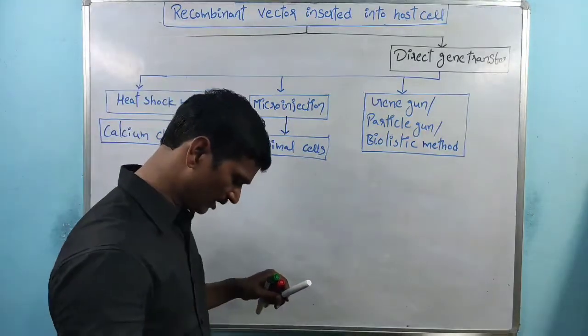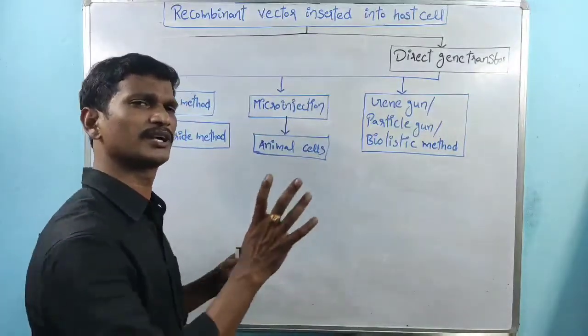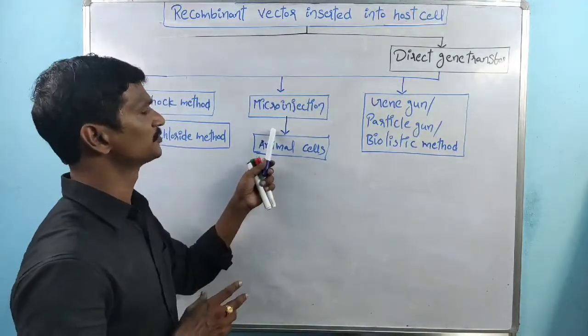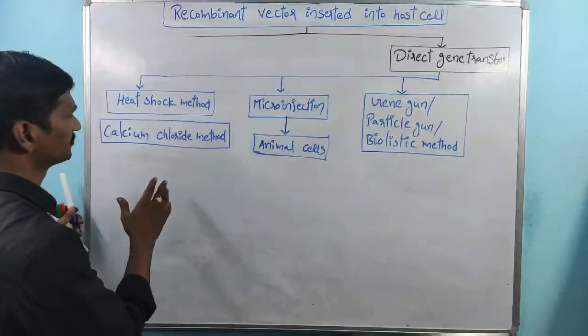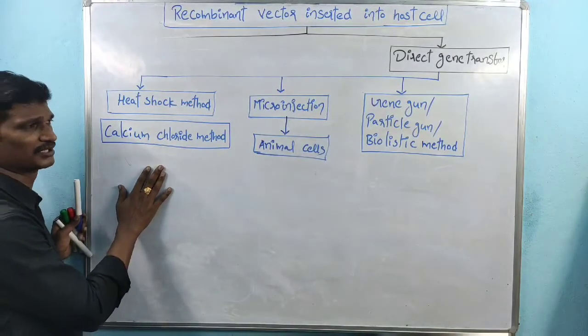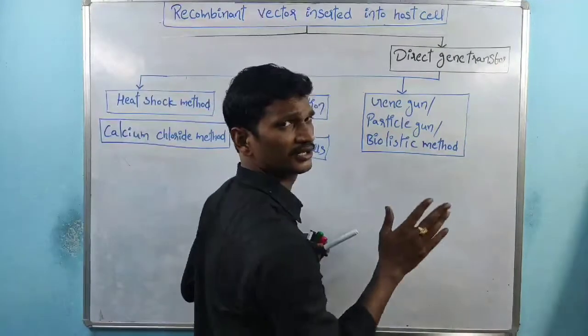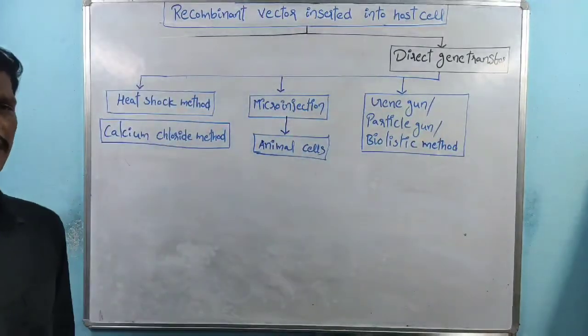All of you remember the basic concept: one method is particular for one type of cell. Suppose this method is very particular with animal cells. This method is very particular with prokaryotic cells, mostly prokaryotic cells. This method is very particular with plant cells.